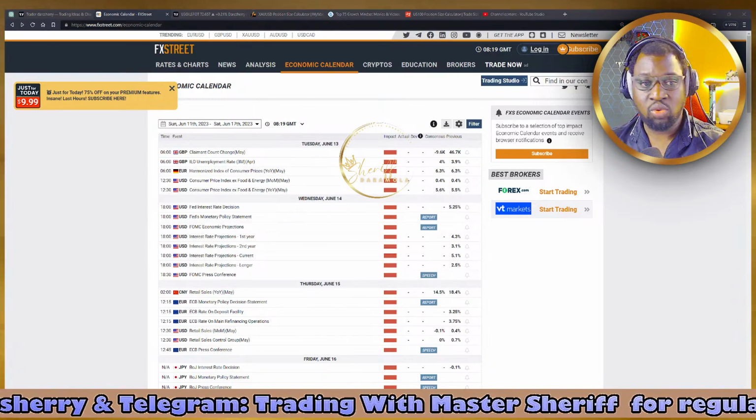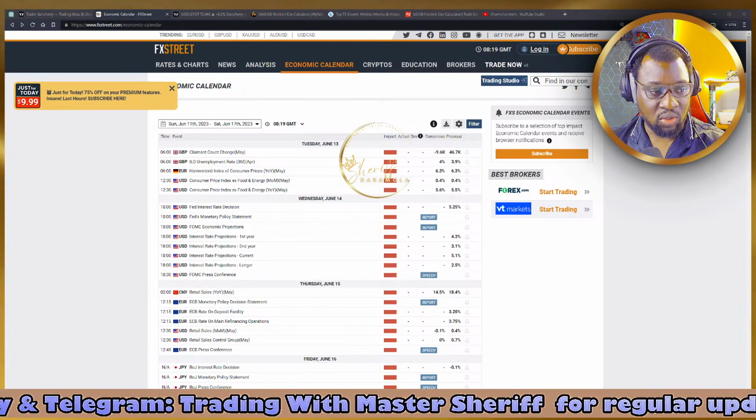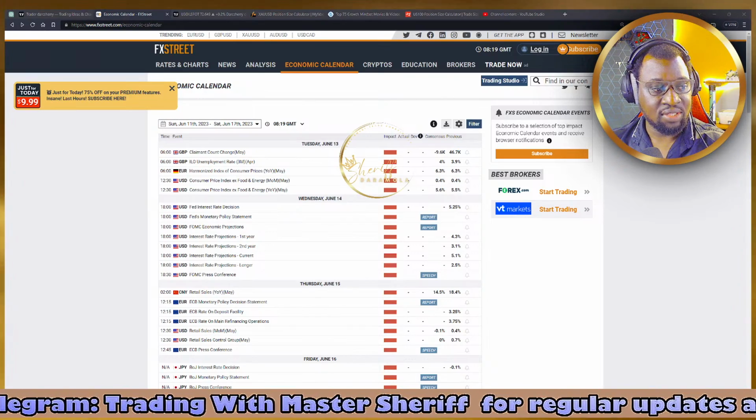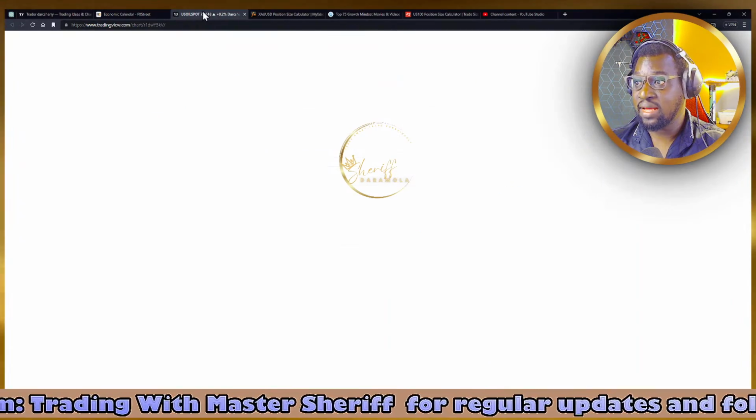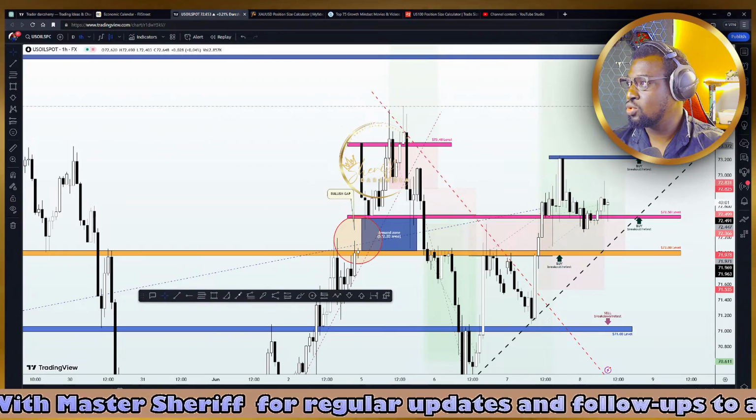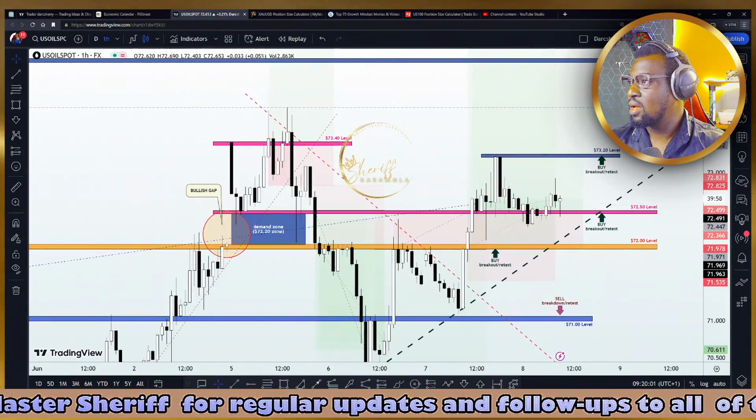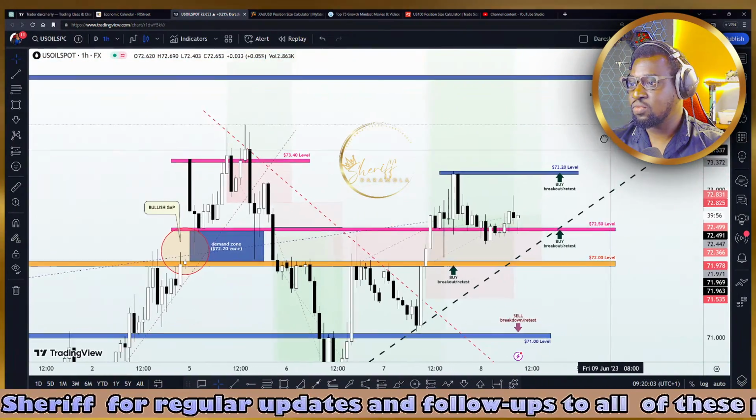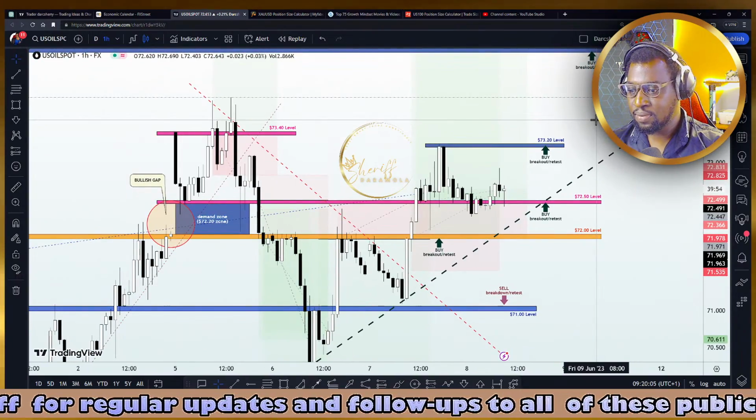So as usual, the first commodity we are going to be looking at this morning is going to be the US oil spot. Hold on a second. I need to calibrate my chart so that we can have a better view here.